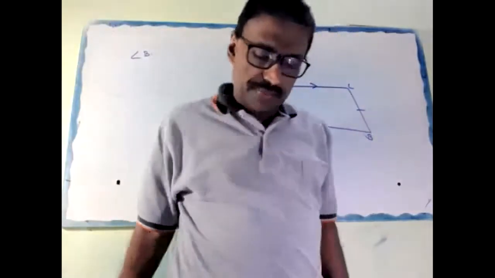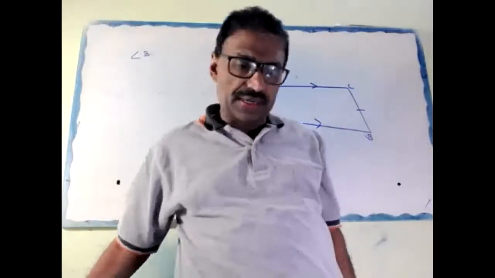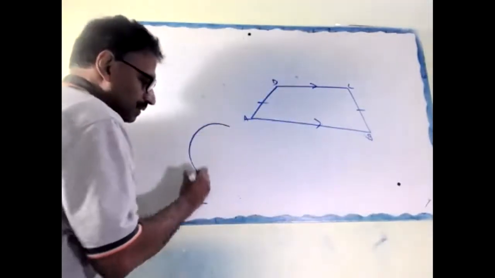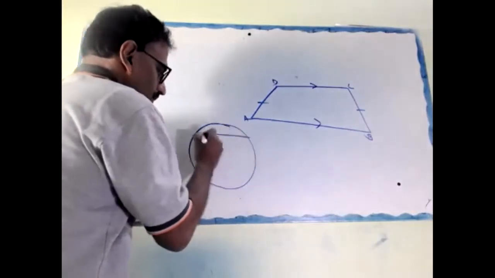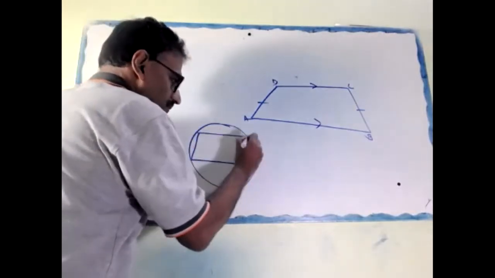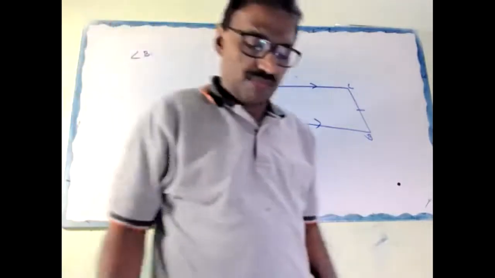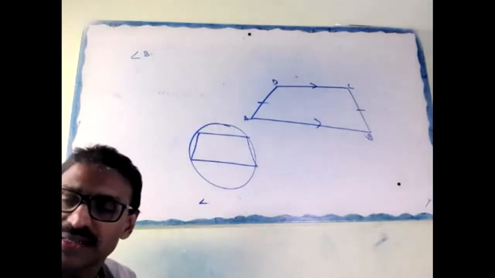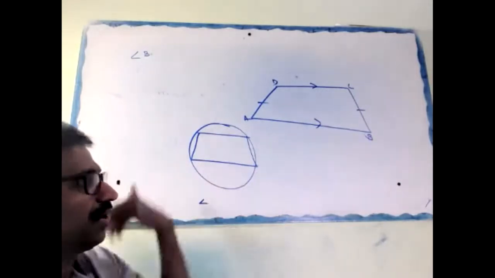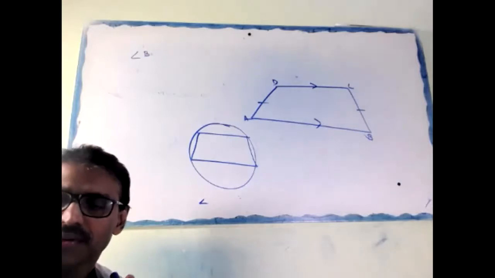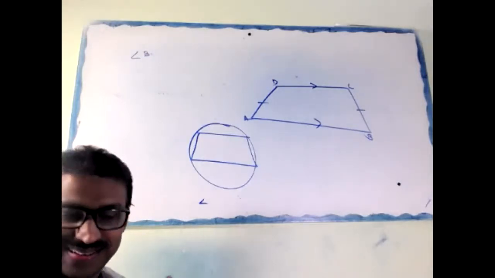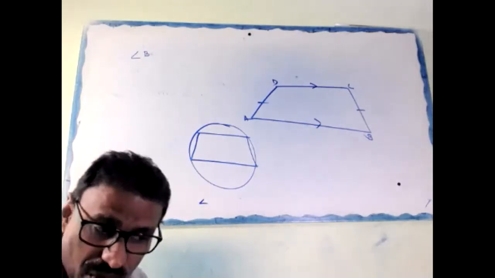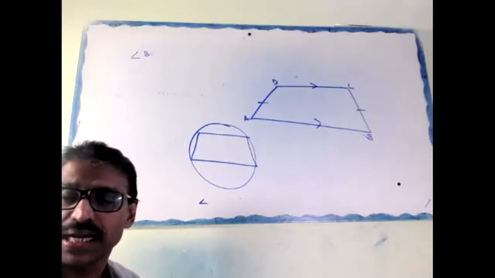But I saw some figures drawn this way. Look at here. If you are drawing like this, what is the meaning? Then what do you want to prove? Suppose you draw a figure like this, then what do you want to prove? Because it is already a cyclic quadrilateral, then why should we prove? Correct or no? We have to show ABCD is a cyclic quadrilateral.